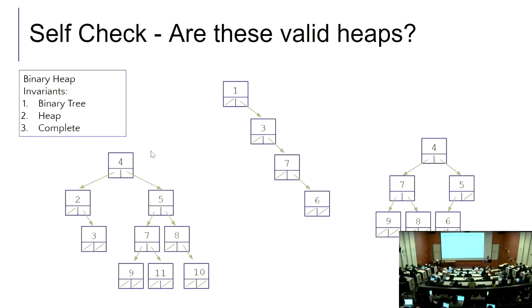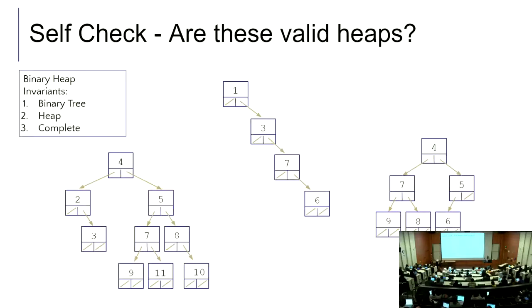Can anybody see a node in this that breaks the heap invariant? I see some hands. Yeah, who wants to tell us through it? Anybody? Please. The 2 is smaller than the 4. Sneaky, sneaky. So we have broken the heap invariant. So this is already not a heap.